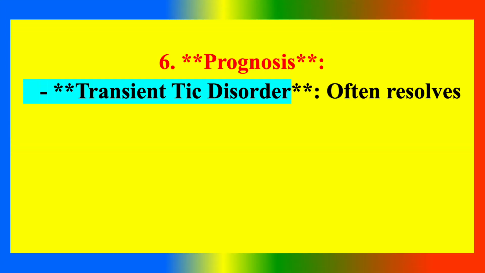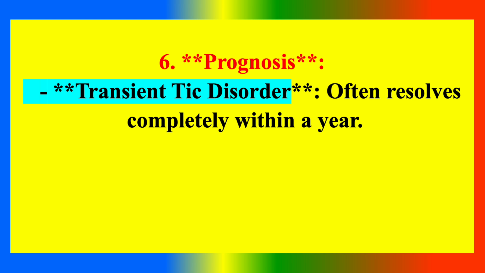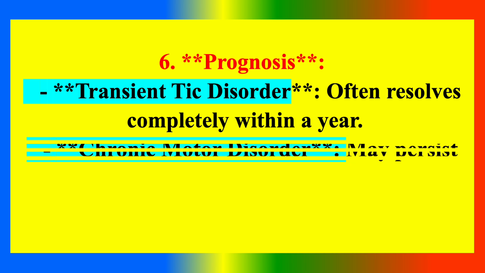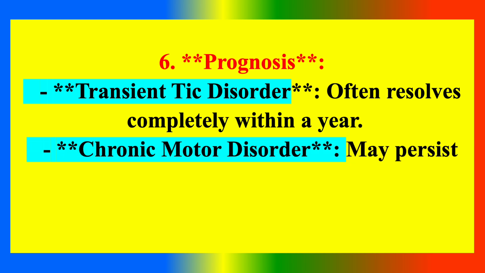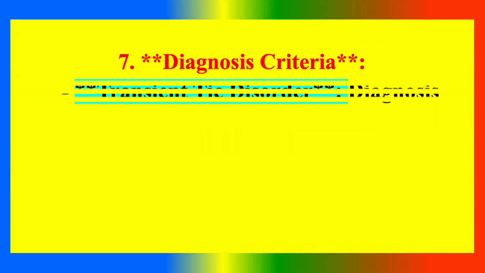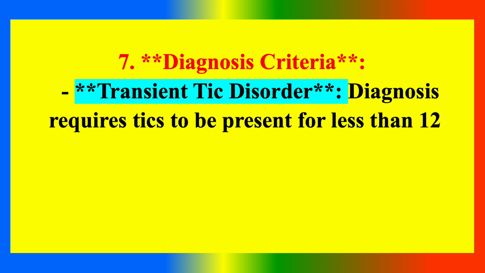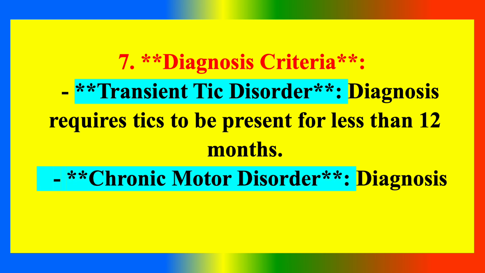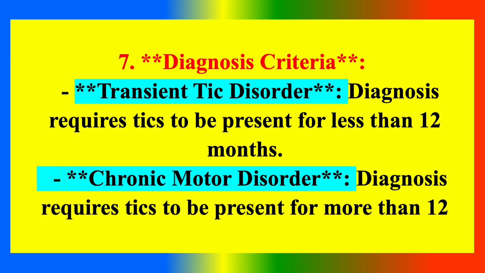6. Prognosis. Transient tic disorder often resolves completely within a year, but chronic motor disorder may persist for many years, even be lifelong. 7. Diagnosis criteria. Transient tic disorder diagnosis requires tics to be present for less than 12 months. Chronic motor disorder diagnosis requires tics to persist for more than 12 months.